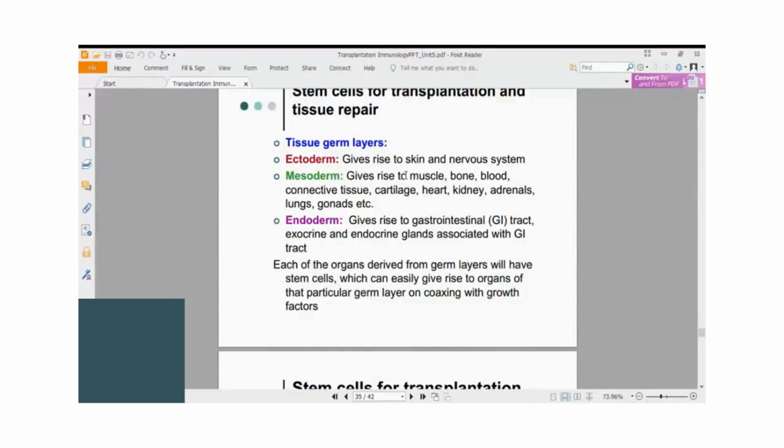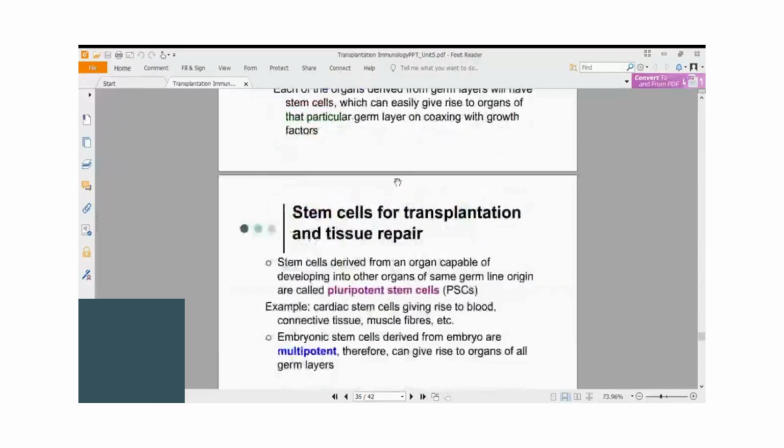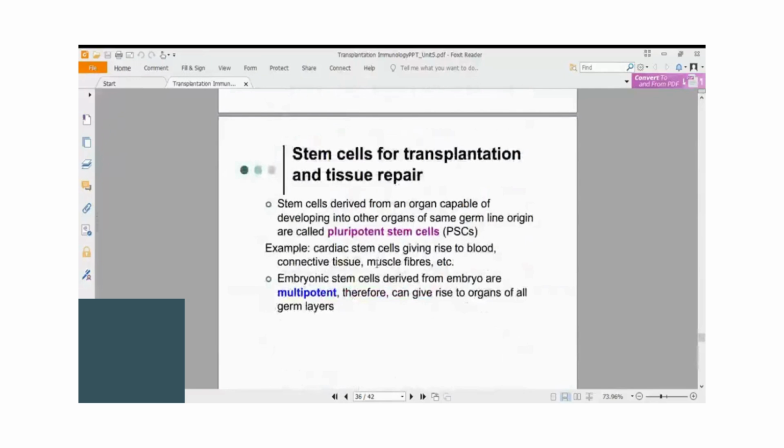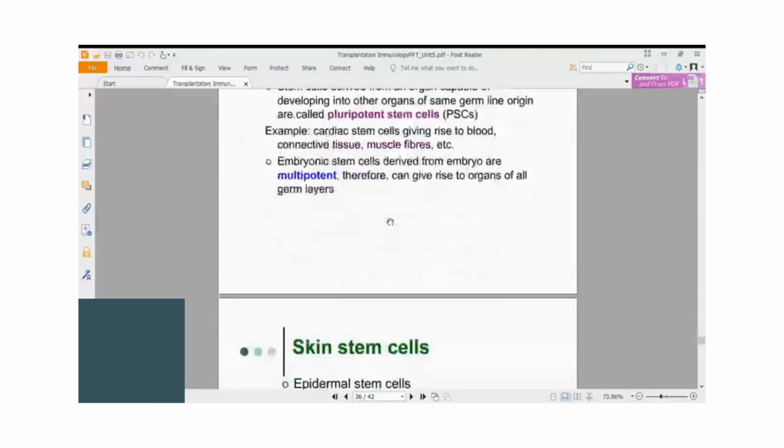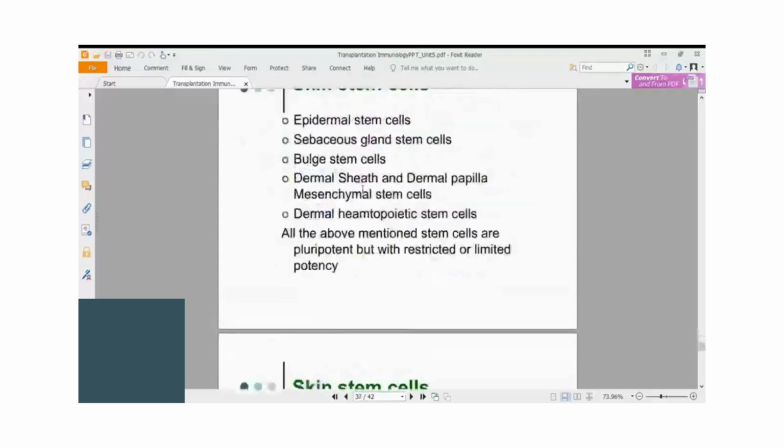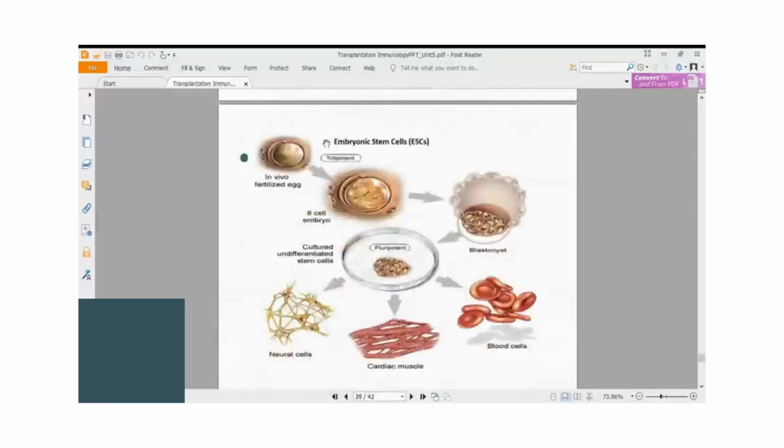That is pluripotency. But if the stem cell can grow into any of the three germ layers, it can give rise to the ectodermal derivatives, or it can give rise to the mesodermal derivatives, or it can give rise to endodermal derivatives. And such stem cells are called multipotent stem cells, or you can also call them totipotent stem cells. Okay, so totipotent stem cells, and those totipotent stem cells are present in the embryonic condition.